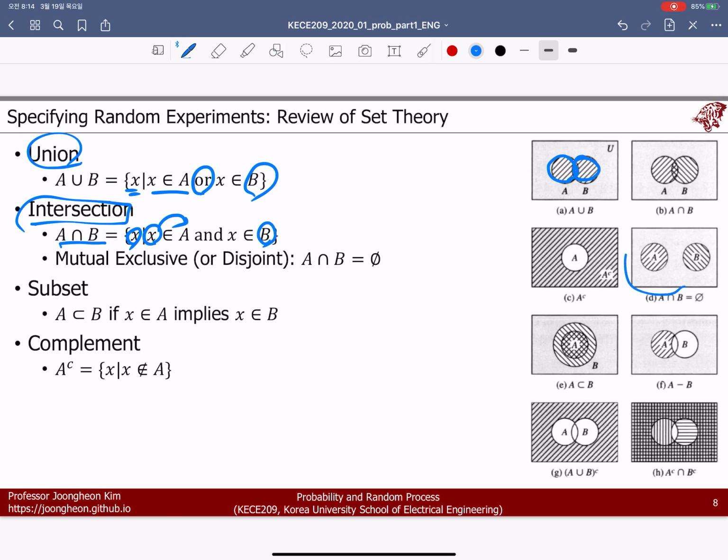So in this case, this is the intersection. This part can be a subset of A as well as a subset of B. That's why this is the intersection. So now we have to look at mutual exclusion.